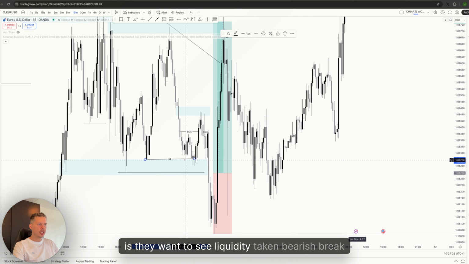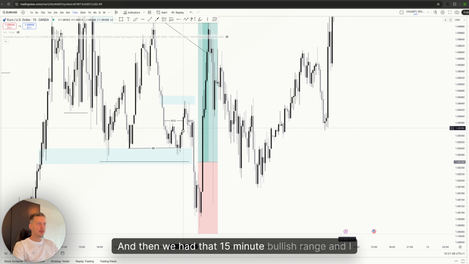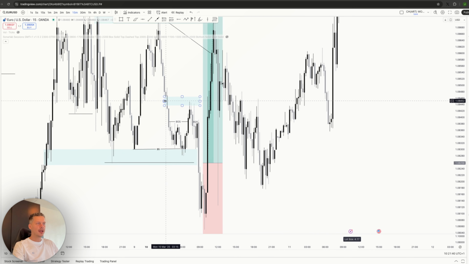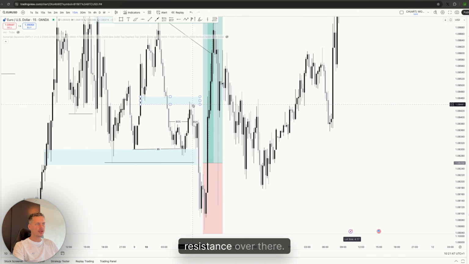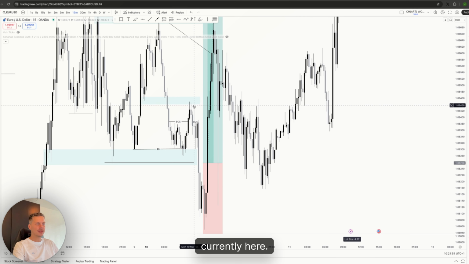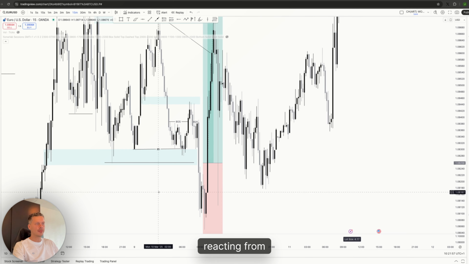They want to see liquidity taken, bearish break of structure, then a bullish break to confirm price might want to go higher. And then we had that 15-minute bullish range. And I already thought this looks a little bit like, how do you say it, a buy trap. Then we had that support area here turn into resistance over there. So I saw even more sellers getting induced currently here. So I wasn't too keen to buy from this area, knowing that we had that resistance area where price was reacting from.